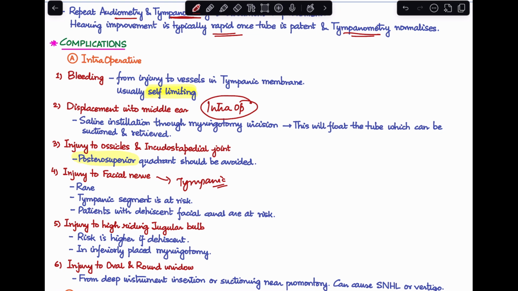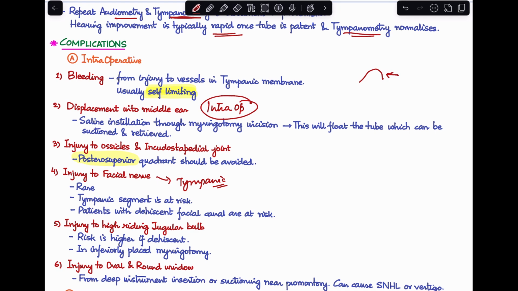Next is injury to a high riding jugular bulb. Now, if the jugular bulb lies higher than normal in the floor of the middle ear, then the risk of injuring the jugular bulb is high over here. And if it does get injured, it can lead to catastrophic bleeding and hemorrhage.